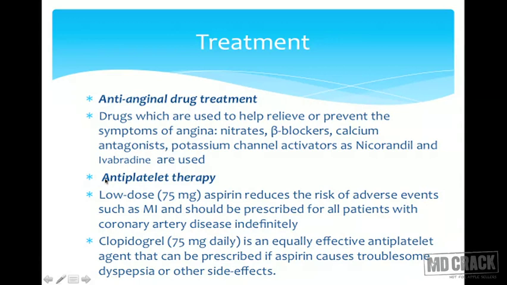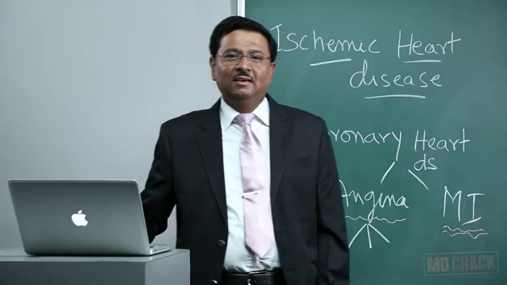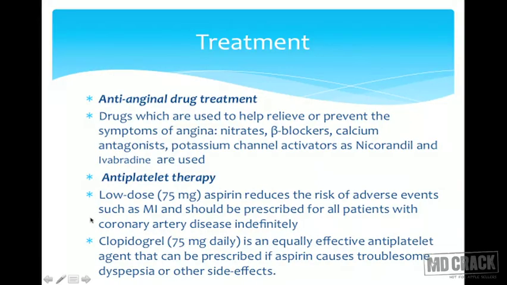Antiplatelet therapy, low dose, that is around 75 mg aspirin. It reduces the risk of adverse events such as myocardial infarction and should be prescribed for all patients with coronary artery disease indefinitely. Important, low dose. And why it is low dose, I am pretty sure you must have read this in pharmacology. Clopidogrel 75 mg daily is an equally effective antiplatelet agent that can be prescribed if aspirin causes troublesome side effects such as dyspepsia or gastric distress.